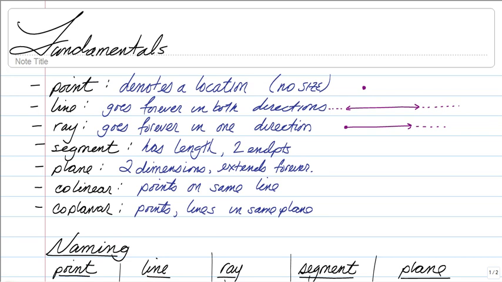And then we have a segment. Now a segment is what you're used to. A segment has two endpoints, so it does not go forever in either direction, and it can be measured. Lines and rays cannot be measured with a ruler or a yardstick because they go on forever.